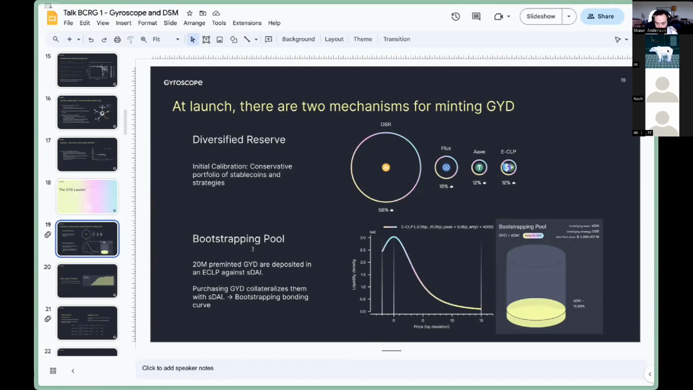This is something that contains 20 million pre-minted GYD. When people purchase GYD with the other asset, which is SDI, the SDI acts as collateral against the GYD. This is something temporary. You shouldn't do this permanently and at large scale, because it doesn't have all of these nice other properties, like a central asset and balancing and these kinds of things. But it has, of course, the advantage of being very easy to use.